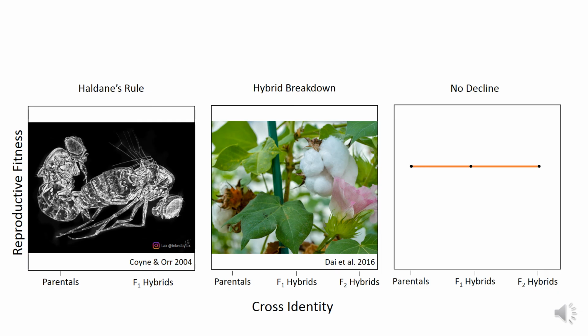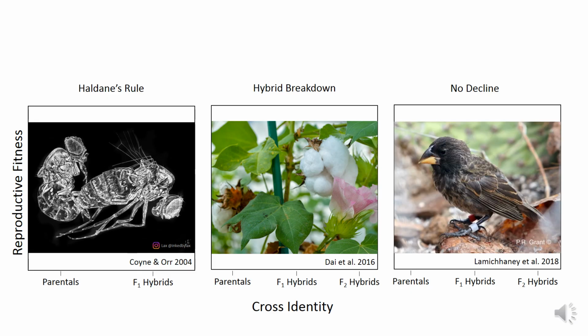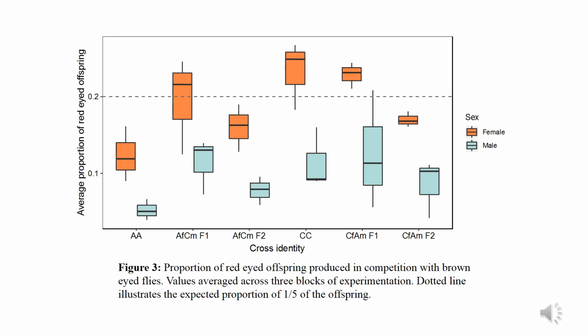We might also see a pattern where there is no decline in fitness whatsoever between the parentals, the F1 hybrids, and the F2 hybrids, and this can happen in spite of high levels of premating reproductive isolation, as seen in the Darwin finches of the Galapagos Islands. So which of these patterns apply themselves to our data, if any?